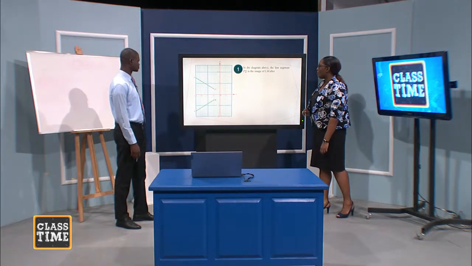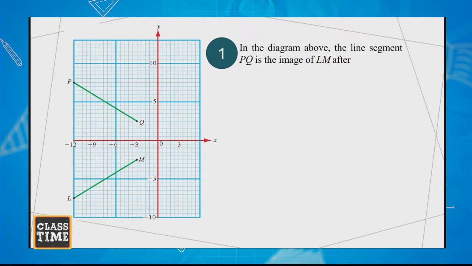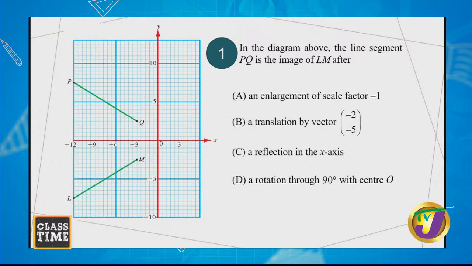In the diagram to the left of your screen, the line segment PQ is the image of LM after, what is happening here? What type of transformation is taking place? Is it a slide? Is it an enlargement? Is it a rotation? What have we been looking at all morning? Reflection. So this is a reflection, and specifically, let's look at the coordinates. So let's look at Q and M. If we are saying our answer is C, it's a reflection in the x-axis.